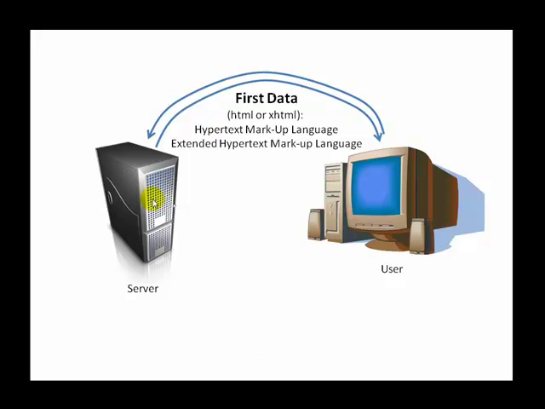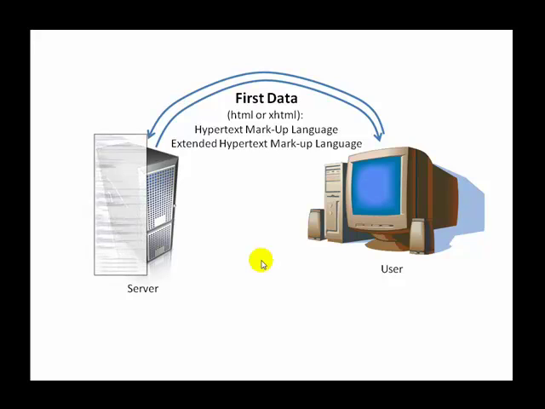What happens next is the first data is transferred back from the server to the user. This is called one full query loop. The data is usually sent in the form of an HTML or an XHTML. HTML is Hypertext Markup Language. XHTML is Extended Hypertext Markup Language. This is important. The first data sent from the server to your user is a document called HTML or XHTML. Now, this is kind of basic, and of course it doesn't apply in every situation, but 99% of the time this is how it works.